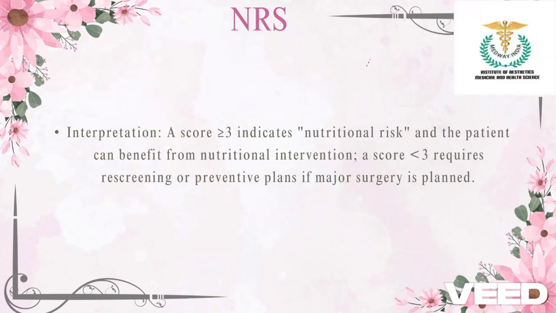And when it comes to NRS, its interpretation: if the score is 3 or more, they are at nutritional risk. If it is lesser than 3, we have to go with rescreening. So this is what it is all about the various screening methods which we saw.